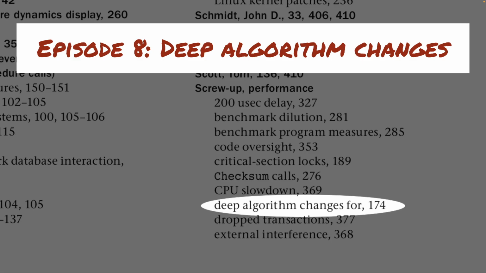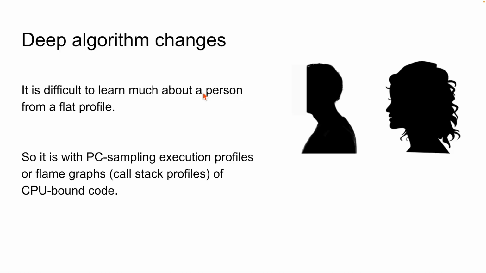Today's episode 8 is about deep algorithm changes, all taken from the index for screw-up entry. So it's difficult to learn much about a person from a flat profile. So it is with PC sampling execution profiles or flame graphs of CPU-bound code.